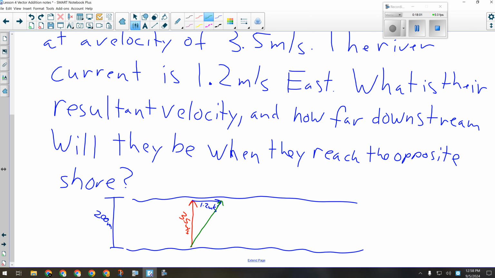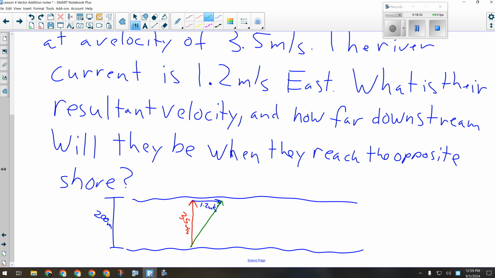It's no different than on a windy day. If you're driving along the highway and the wind's blowing directly across, you have to steer your car into the wind a little bit to stay straight. In this case, we're just letting the river push us downstream. We're not trying to correct for it. So this green line is what we would actually do. The first thing the question wants to know is, what's the resultant velocity?